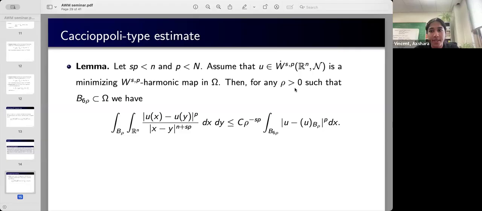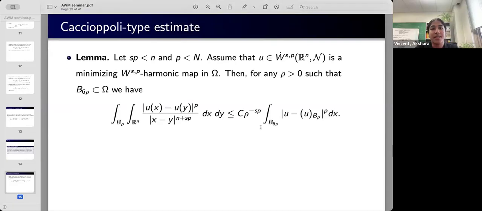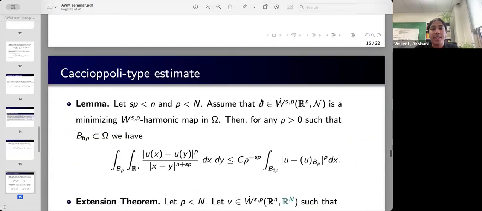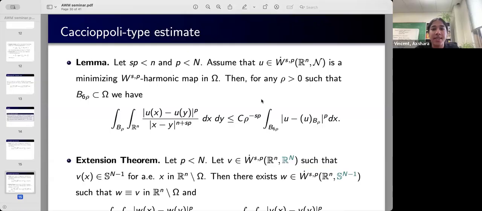Then for any radius rho greater than 0, such that B6 rho is contained in omega, we have this double integral, which is like the fractional seminorm, but the outer integral is on B rho. This is bounded above by a constant C, rho to the power minus SP, times the integral over B6 rho of the P norm of u minus the average value of u. Here the constant is independent of the functions involved or the domain. This is called the Caccioppoli estimate, and it's helpful in proving the decay estimate in the fractional case.